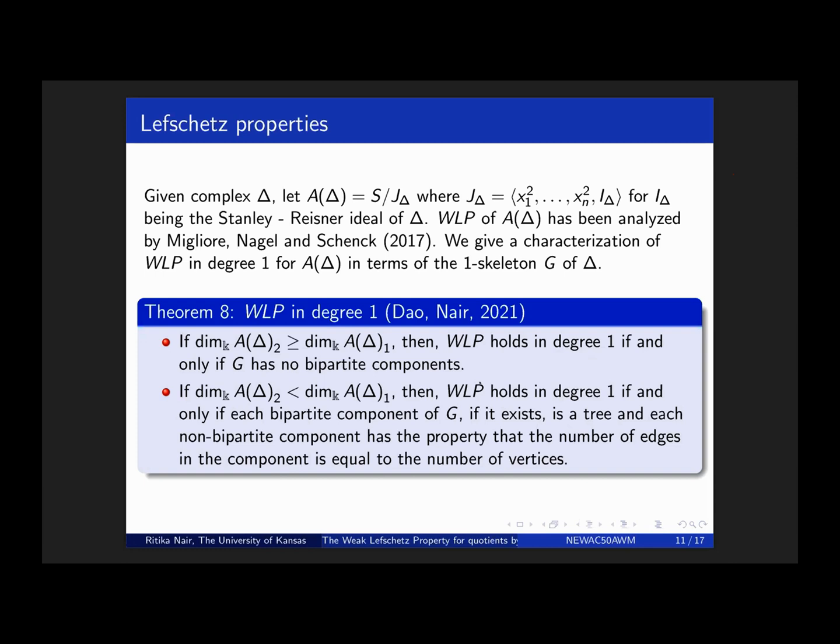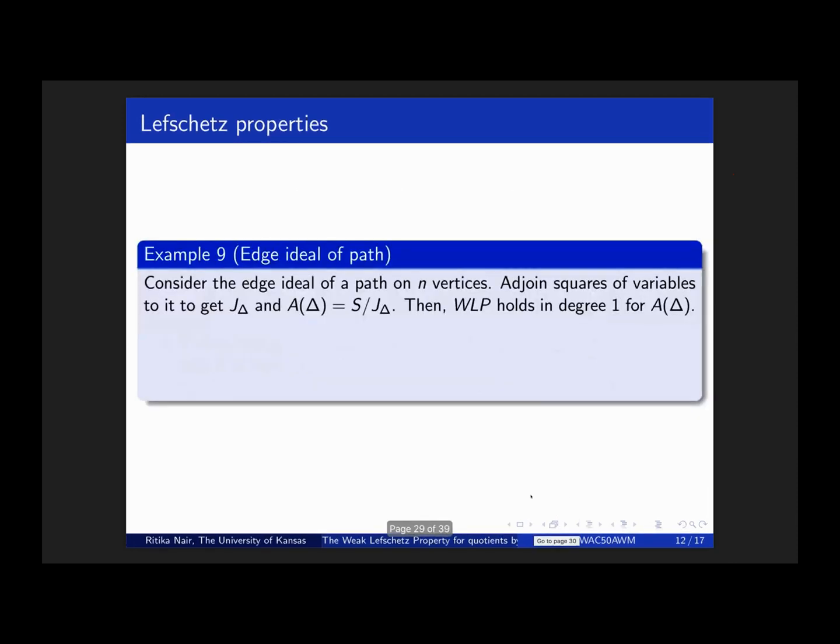So, for instance, let's go back to our running example, the edge ideal of a path. Now, consider the edge ideal of a path on n vertices, and we define the complex as we did earlier. Let's look at the Lefschetz property. So the Lefschetz property always holds in degree 1 for this quotient ring. Now, how do we see that? For small values of n, it's not very hard to compute and check by hand.